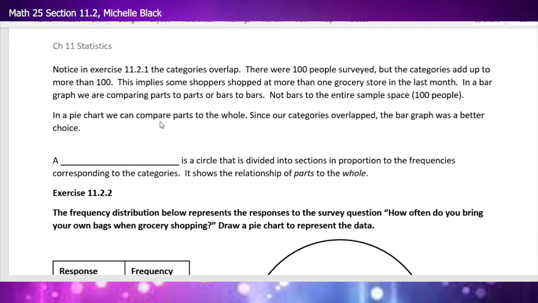In a pie chart, we can compare parts to the whole. A pie chart is just a circle that is divided into sections in proportion to the frequencies corresponding to the categories. So again, a pie chart still represents categorical data like a bar graph does. And it shows the relationship this time of parts to the whole.